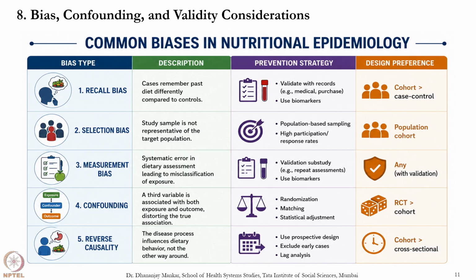And the bias like reverse causality: the disease process influences the dietary behavior and not the other way around. So this is where you can come across reverse causality. But you have a strategic prevention: use a prospective design, exclude early cases, and do lag analysis. So you have only cohort versus cross-sectional over here.